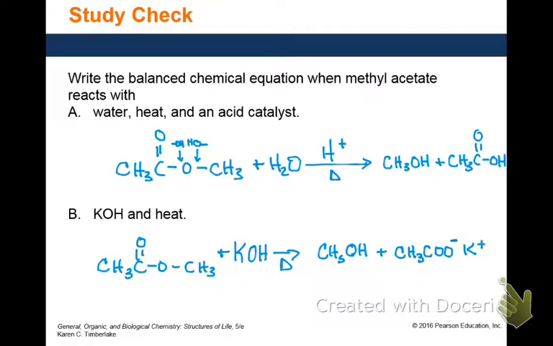Okay? Yeah. You always have to show the negative charge. Good? The name is potassium ethanoate or potassium acetate.